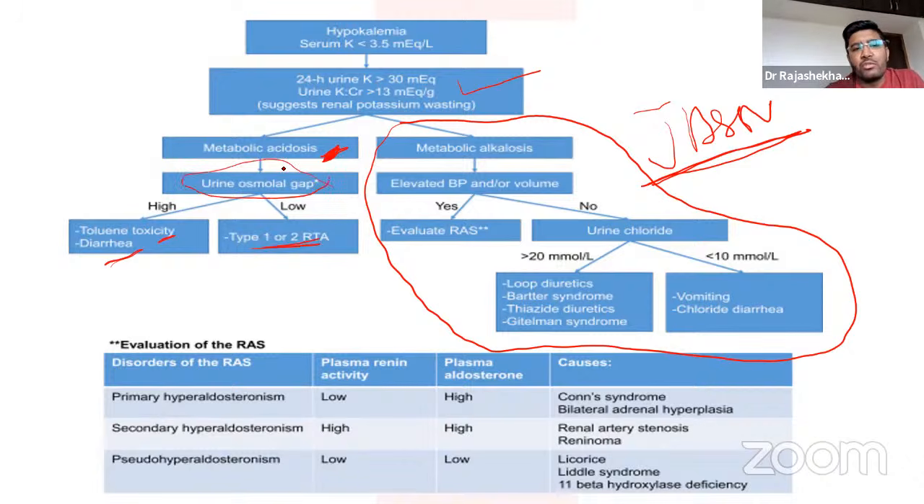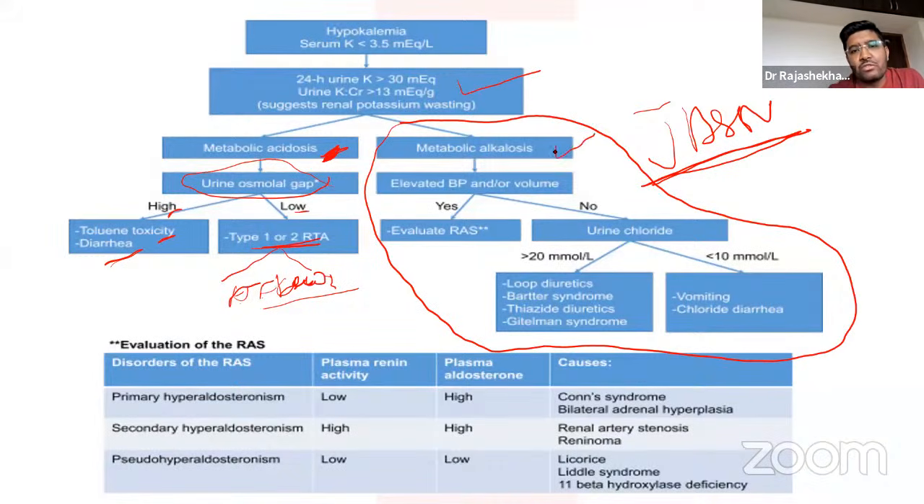To differentiate this, you need to measure the urinary osmolar gap. It is usually normal or low in case of RTA. It is usually high in diarrhea due to the presence of an extra acid in the body. To differentiate type 1 and type 2 RTA, you need to know the fractional excretion of bicarbonate. You will study that when you study RTA.